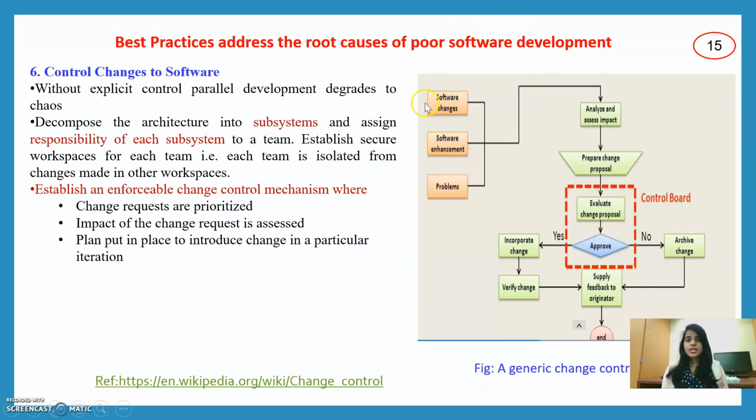If we see in this diagram, we have software changes, software enhancements, and software problems. All of these are commonly fed through the analyze and assess impairment step. Then we need to prepare a change protocol, and we need to have some control board. Finally, we have to verify every test case, and finally we need to supply feedback to the originator. If it is good, we end the process, or else we need to go back to the process.